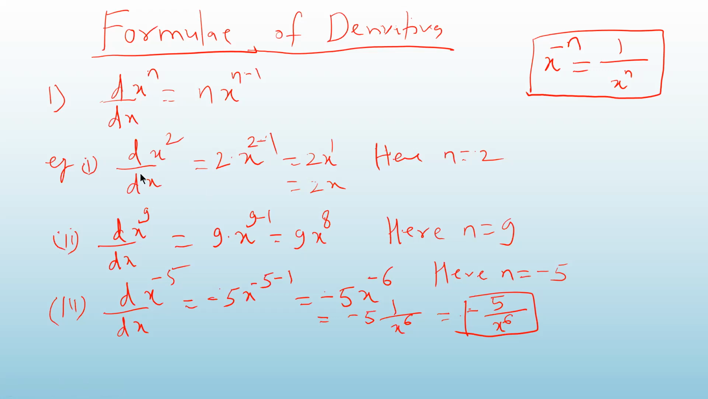So we have taken problems in which power was positive and here the power was negative. Now let us take when the power is fraction. Fourth one, or let us take one more problem in which the power is negative, minus 3. Okay. Write down your formula here. Derivative of x to the power n is n into x to the power n minus 1. This is the formula, correct?